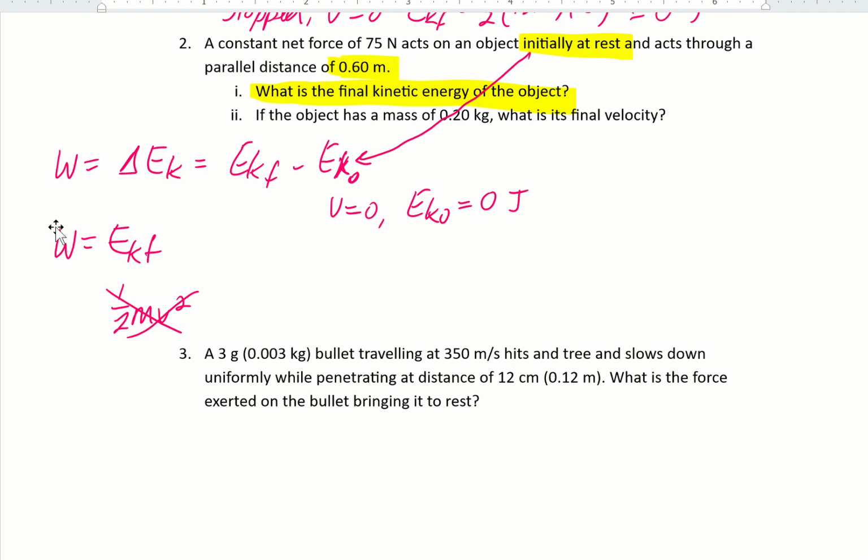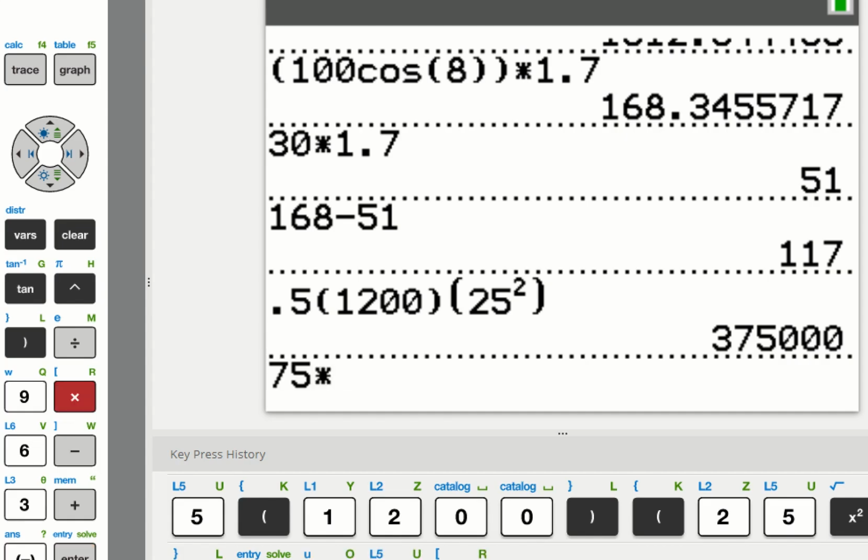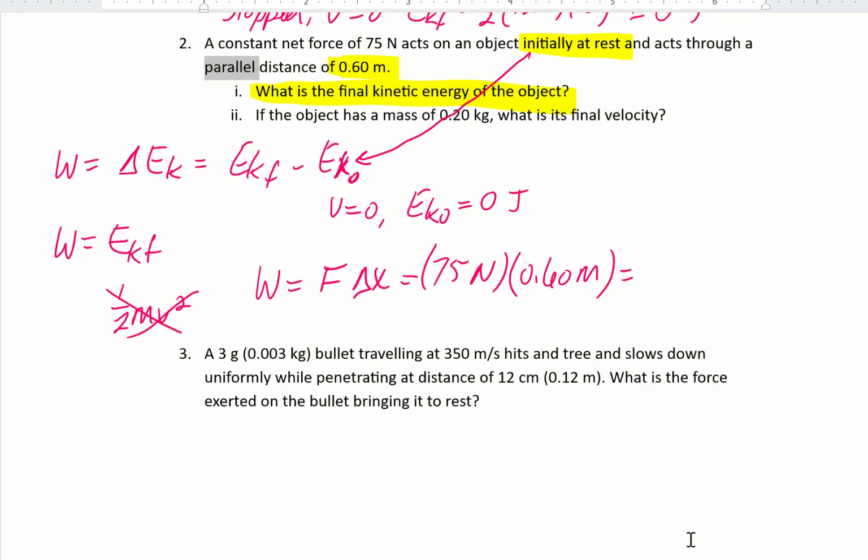But there's another way to write work. Work is force times displacement. I know I don't need to use the cosine because it says it's parallel. The force is parallel to the motion. So I know the force is 75 newtons. And I know that my displacement is 0.6 meters. So my work is 75 times 0.6, 45 joules. And I've already reasoned through it that my work is equal to my final kinetic energy. So my final kinetic energy is 45 joules.